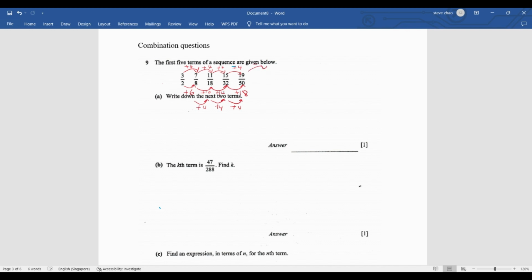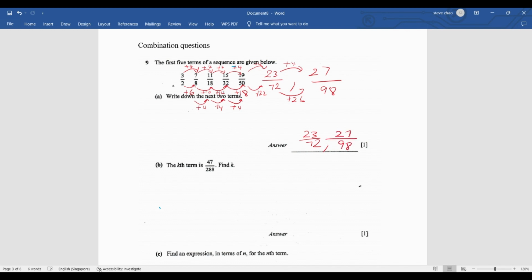So following the sequence, I add another 4 to give me 23. And for the denominator, I need to add another 4 to the 18, so 22, which will give me 72. And then I add another 4 on top, which gives me 27. And for 72, 22 needs to add 4 again, so it's 26. I add 26 to 72 and it should give me 98. So the two answers here are 23 over 72 and 27 over 98.